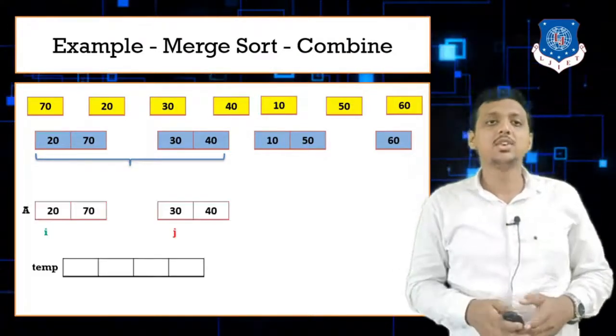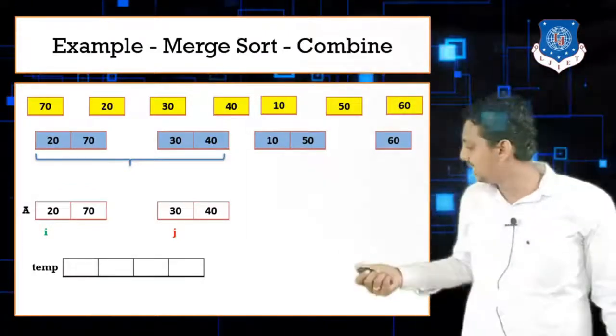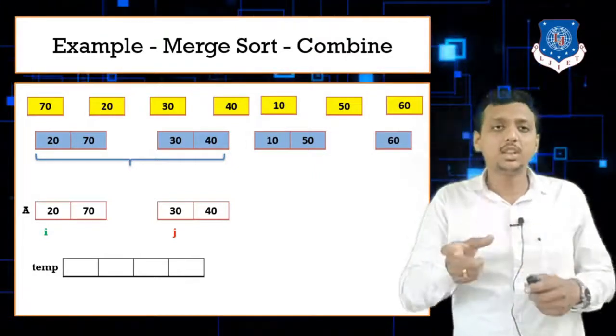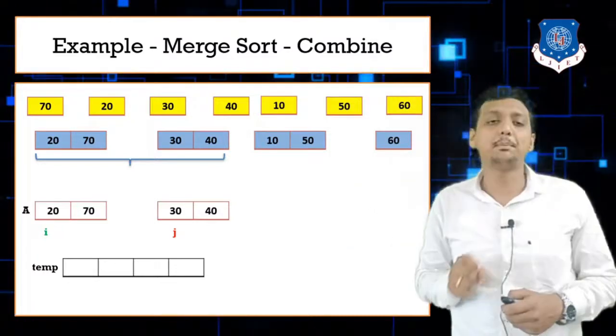Let's see. First we have my array A, and the temporary array is there. What I need to do is apply my algorithm. Whatever the smaller values I get from the lists, I just put into the temporary array.